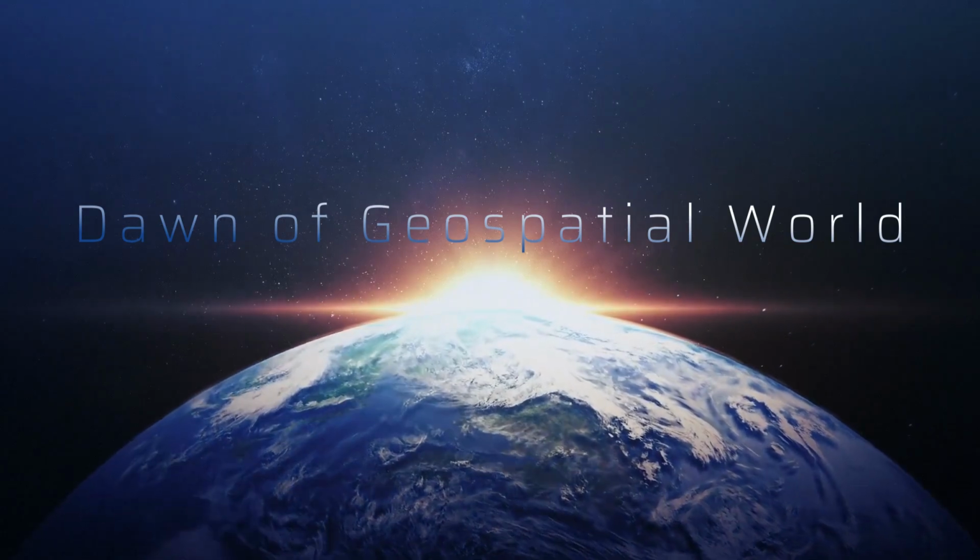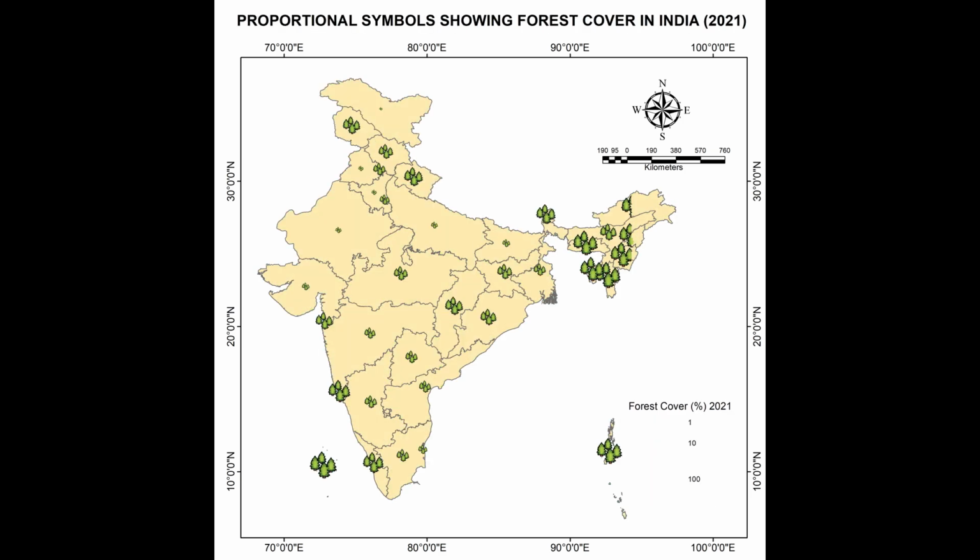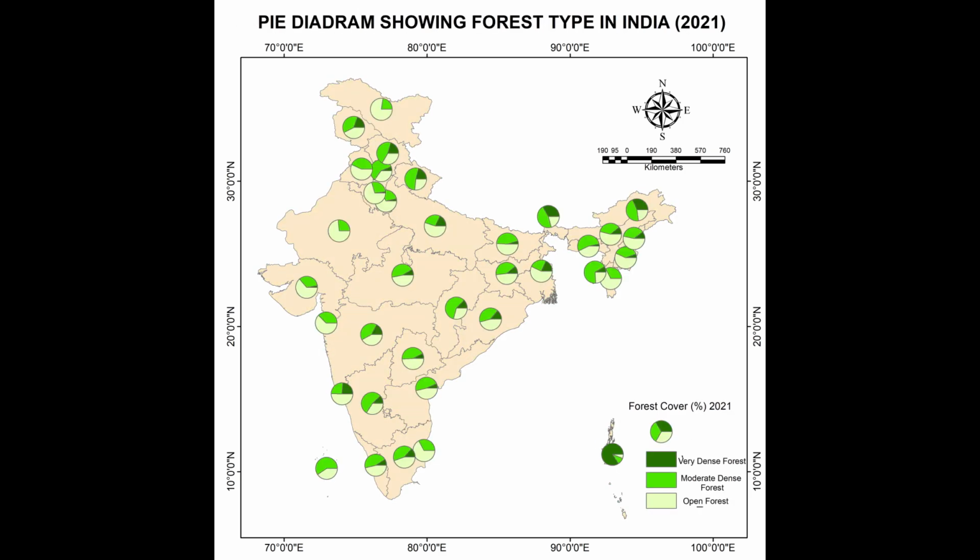Today we will see how we can create different data showcasing maps like Choropleth map, dot density, proportional symbols map, and pie bar charts on map. So let's start.